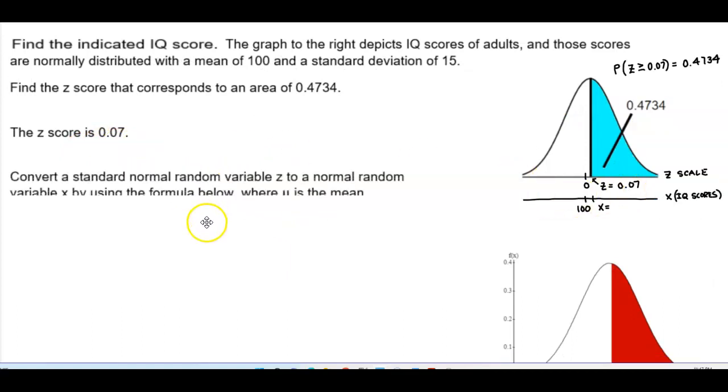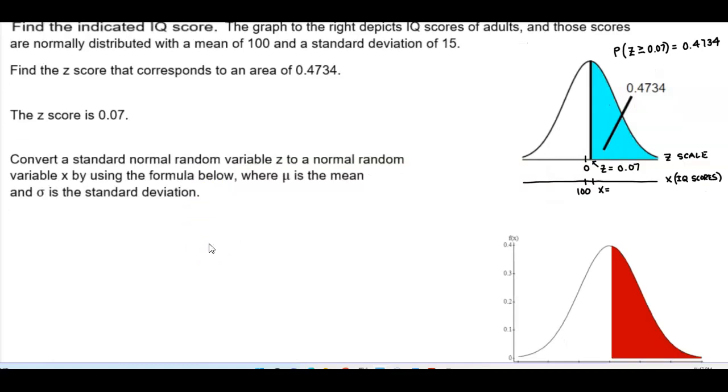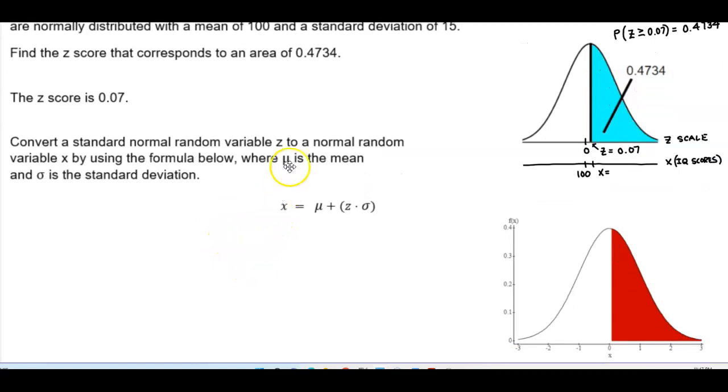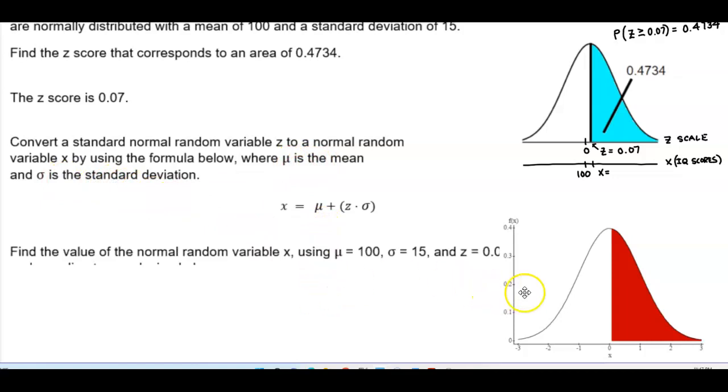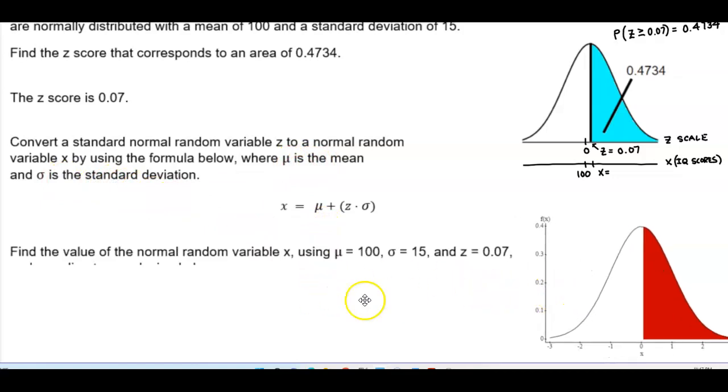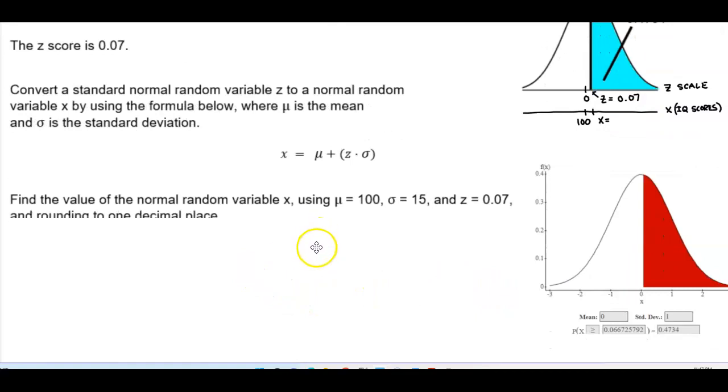And now we want to convert a standard normal random variable z to a normal random variable x by using the formula below, where mu is the mean and sigma is the standard deviation. So we want to find the value of the normal random variable x using the mean of 100, standard deviation of 15, and a z-score of 0.07, and then round it to 1 decimal place.